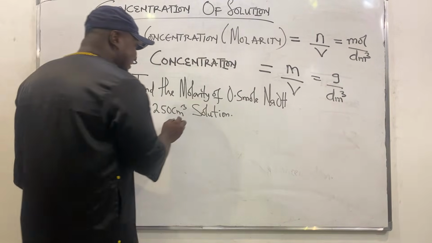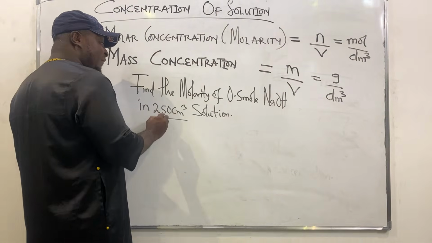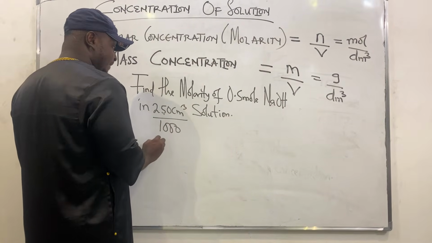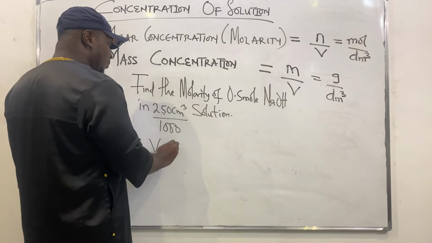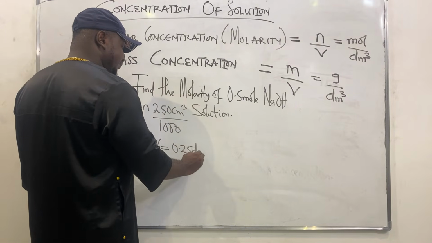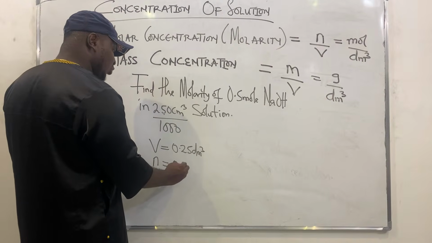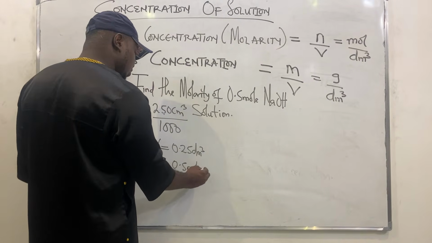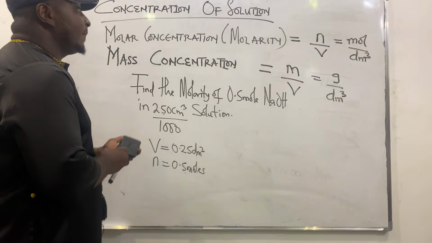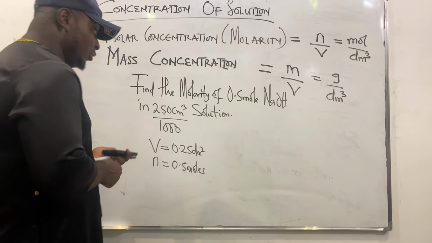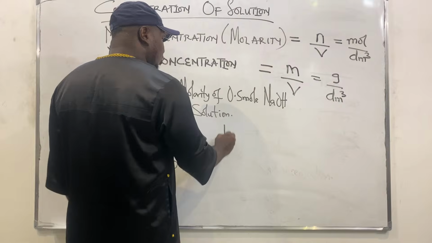Class, remember I predicted this, that they will not give you in dm cube, they will give you in cm cube. Convert this to dm cube, divide by 1000. Your volume will be 0.25 dm cube. Your number of moles already is 0.5 moles. What's your formula for molarity? Number of moles divided by volume.